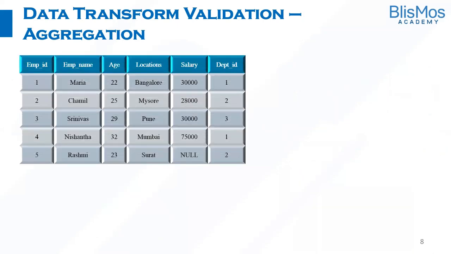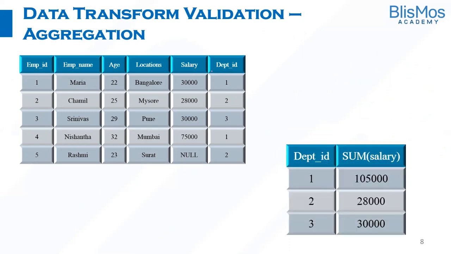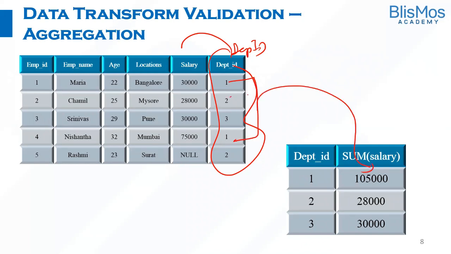One more aggregation type, where we are aggregating the numerical values, is as per the transformation logic, we need to aggregate the salary based on the department ID, right? So in this, if you see, department 1 has to be aggregated, and then department 2 has to be aggregated, sorry, and department 3 has to be aggregated. So we have to group by based on the department ID and add the salaries. So that is what aggregation says.